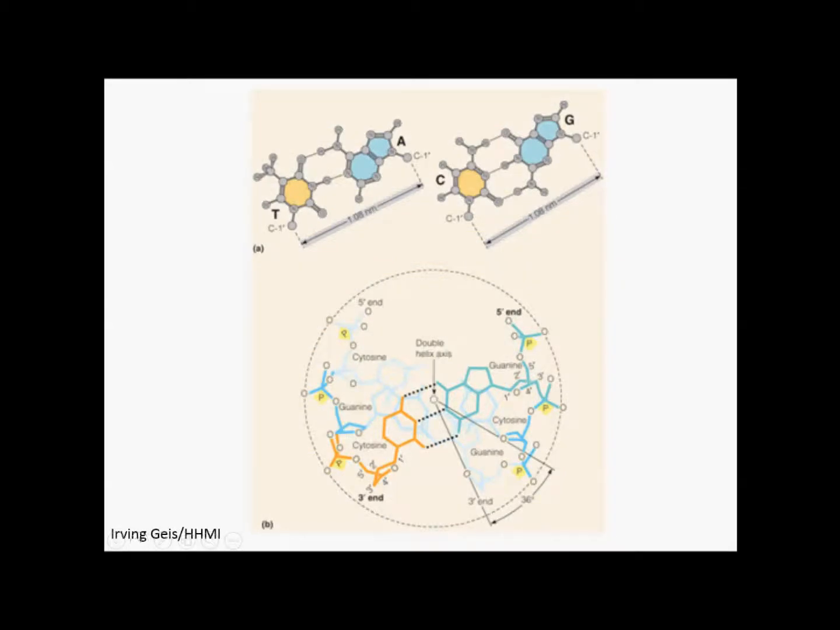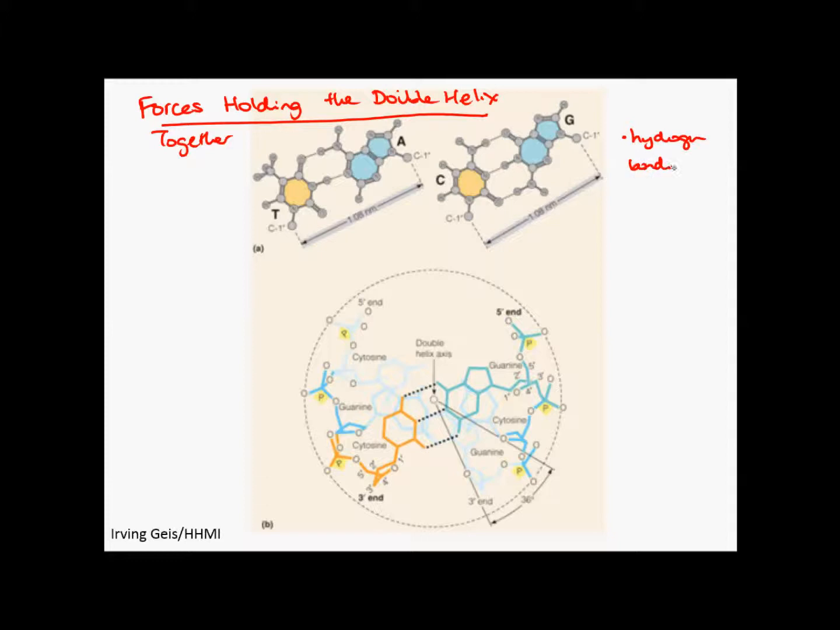Now what forces hold the double helix together? Now firstly, you've got the hydrogen bonding in base pairs, which does contribute heavily. But the other thing that's very important, in fact probably one of the more important, is actually base stacking.